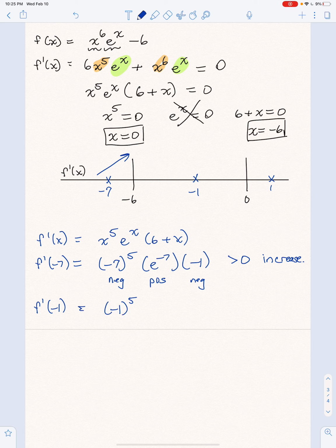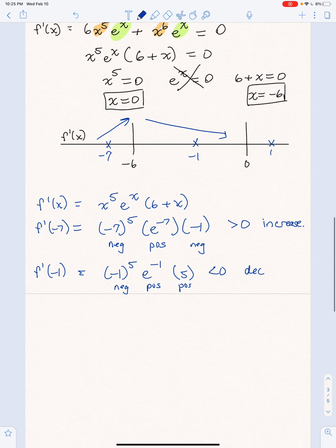Okay, so f prime of negative 1, same token. So negative 1 to the fifth, e to the negative 1, and 6 plus negative 1 is 5. So this is a negative number, this is a positive number, and this is a positive number. So that means this whole thing is negative, which means the function is decreasing at that point. Okay, now, f prime of 1. Well, we have 1 to the fifth, e to the first, 6 plus 1 is 7. So this whole thing is positive, which means the function is increasing at that point.